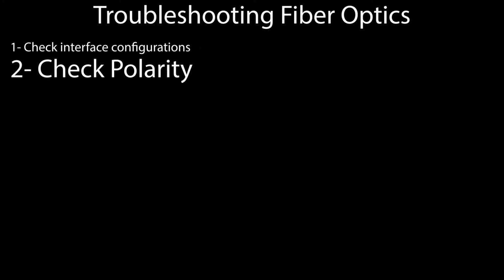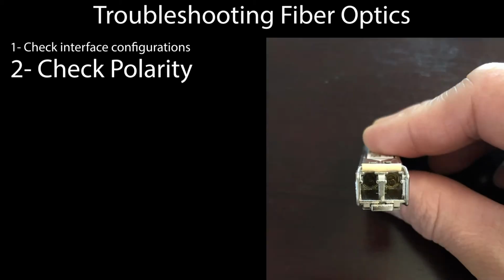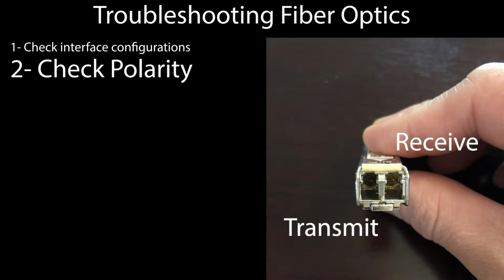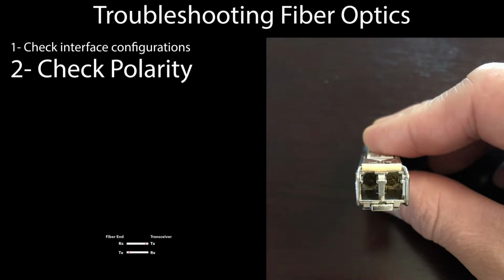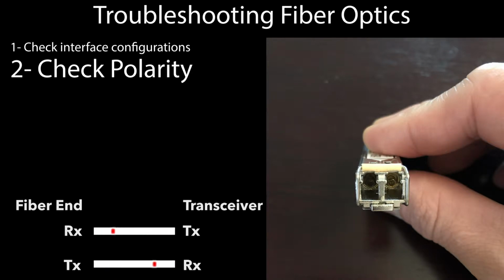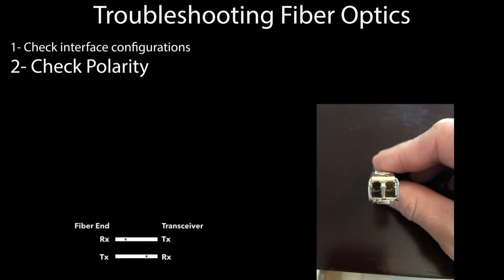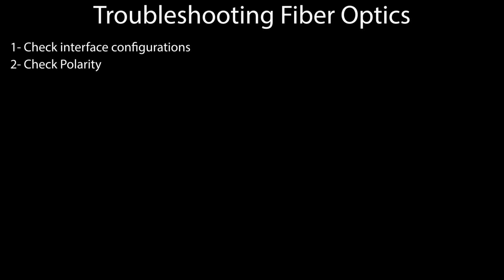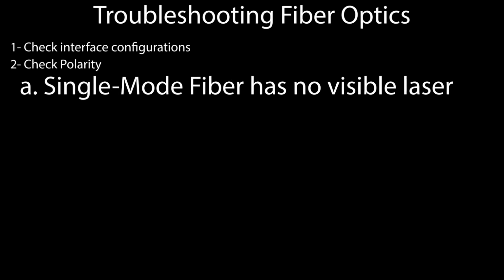Next is usually checking the polarity of the laser to make sure that the transmit and receive are plugged in their correct spots. Remember, when looking at the SFP, with the clip on the top, the left side is always transmit and the right side is always receive. So when looking at the fiber end, that means the left side is receiving and the laser is transmitting on the right side.